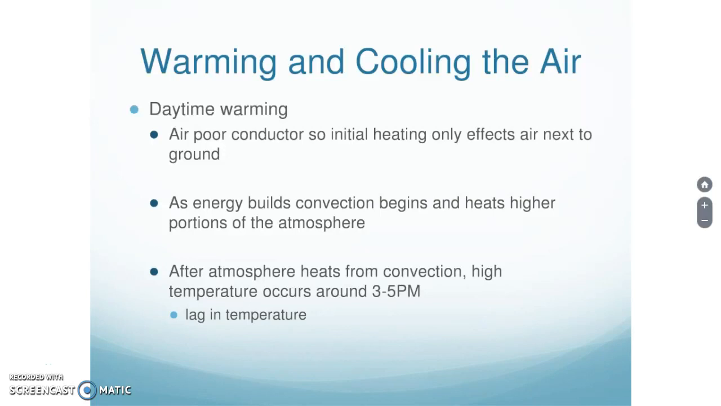So, air is a poor conductor. It will only heat the air next to the ground, but after a while there will be enough energy built up. In other words, the temperature will be high enough right next to the ground that air will start to move, whether through convection, lifting up higher, or through advection, being blown side to side. But this convection cycle will then help warm the rest of the atmosphere after the initial conduction begins. As a result, it takes time to actually finish heating up the atmosphere. Therefore, there's a lag in temperature, and we'll see the highest temperature not occurring at noon when you have the peak sunlight, but 3 or 4 hours afterwards, sometime between 3 and 5 p.m.